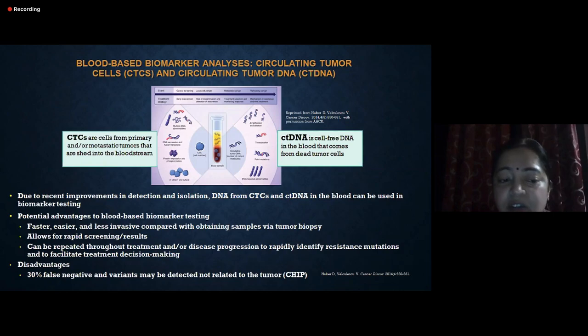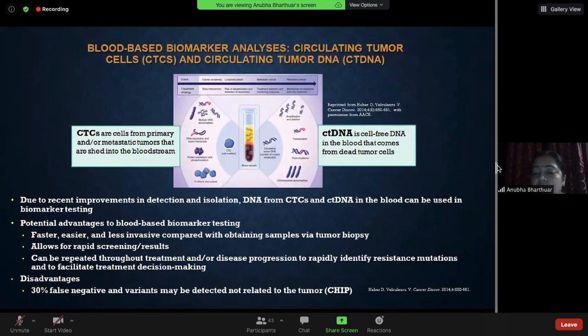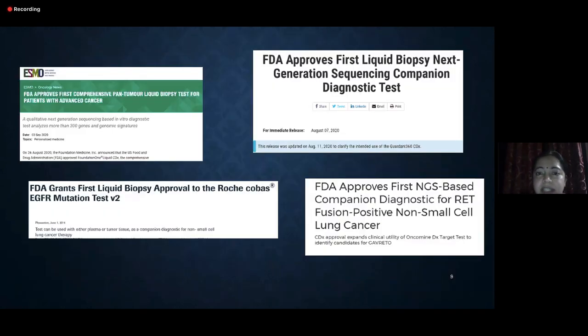The disadvantages, of course, remain that there is a high false negative rate, and sometimes we can pick up variants that are not related to the tumor, such as clonal heterogeneity of indeterminate significance, and we have to know at the outset what is the role of this variant that we are picking up. The most important point is that if we don't get an answer in the liquid biopsy, you have to go back and do the tissue biopsy.